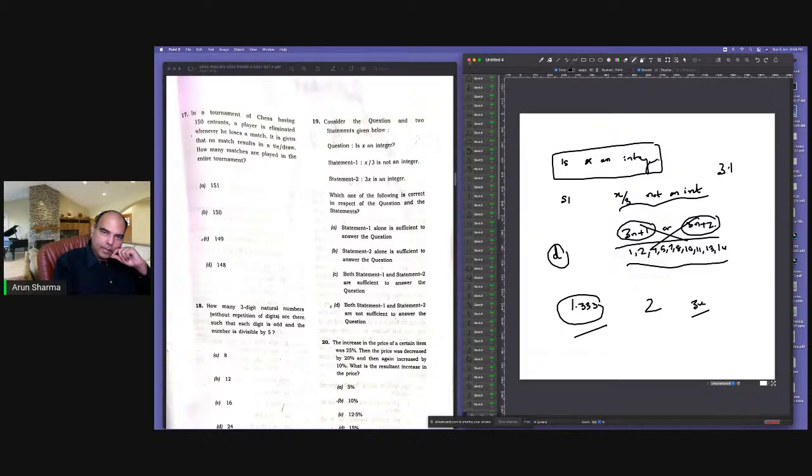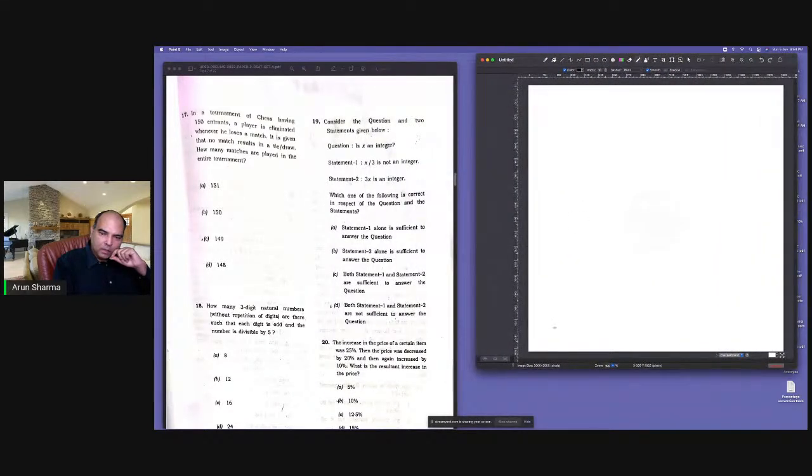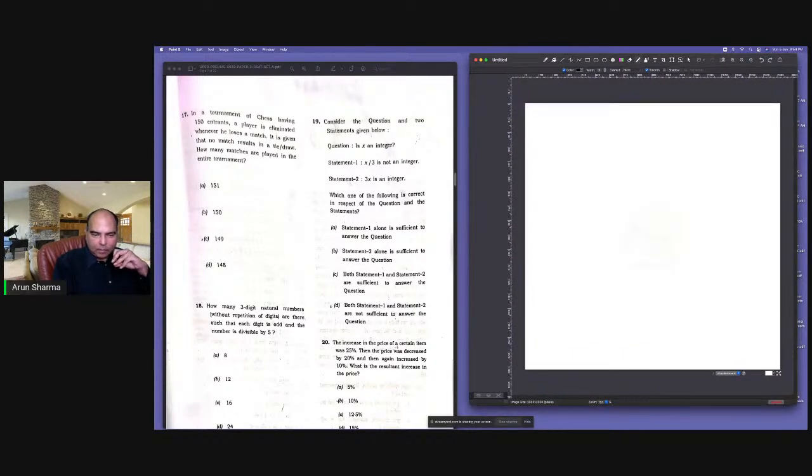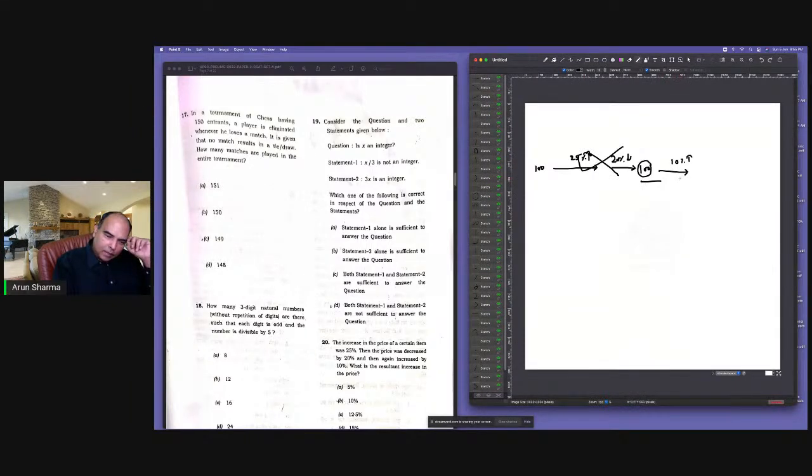Question 19 done. 20 is an easy one. What it's saying in 20 is the price of an item was increased by 25%, then the price was decreased by 20%. So if you increase the price of any item by 25% and then decrease it by 20%, the 25-20 pair brings you back to 100. So the price is back at 100. And then it is again increased by 10%. Effectively the first two changes have not made any change to the price. It's still the starting price only. So increased by 10% again. What is the result of increase in the price? The answer will be 10%. So option B is the right answer. That's the answer to 20.